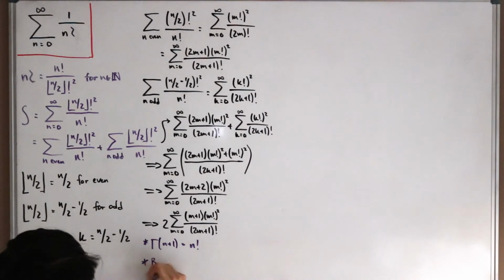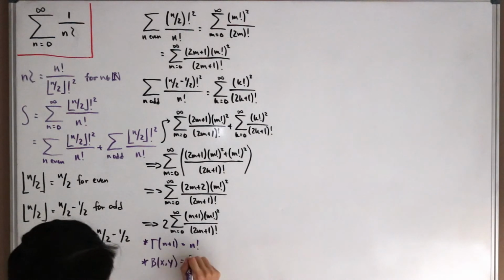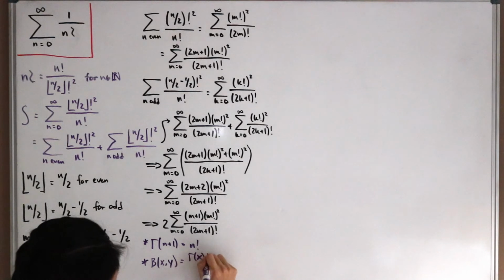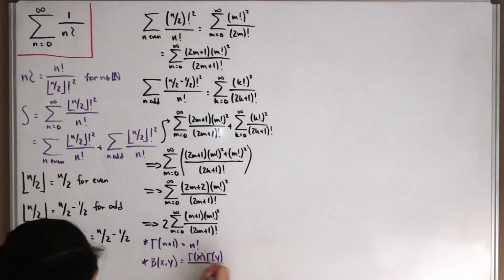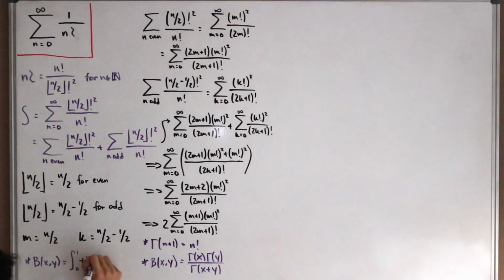We'll just call this capital B, and for example, we'll say some variables x, y. That's going to equal, in terms of gamma, gamma x times gamma y, divided by gamma of x plus y. And then the last one, I'm going to write over here, and this is again for beta, another form of beta in terms of an integral representation. It's equal to the integral from 0 to 1 of t to the power x minus 1, multiplied by 1 minus t to the power y minus 1, dt.